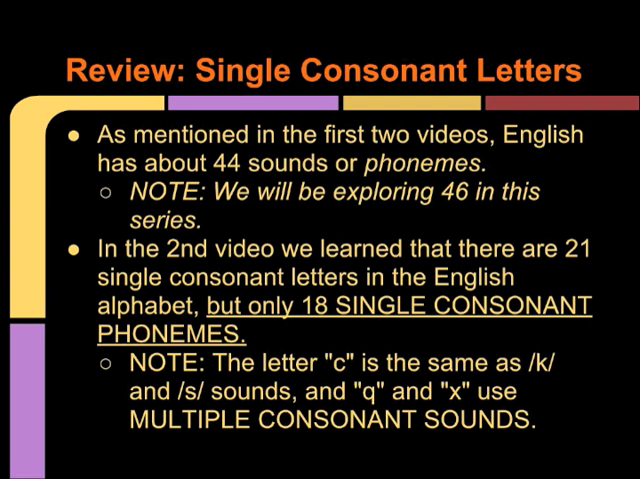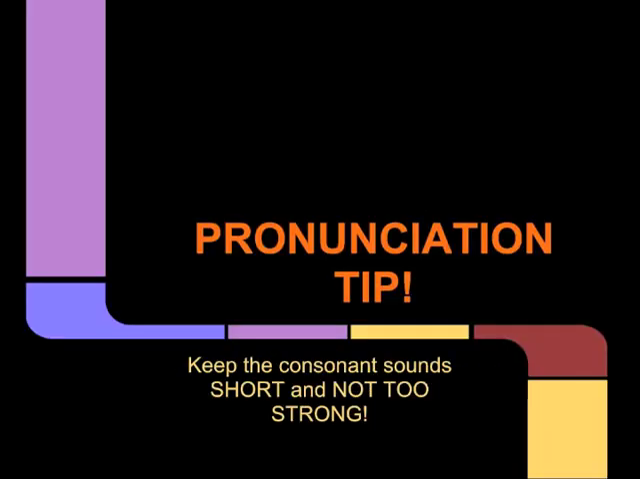As mentioned in the first two videos, English has about 44 sounds or phonemes. Note, we will be exploring 46 in this series. In the second video, we learned that there are 21 single consonant letters in the English alphabet, but only 18 single consonant phonemes. Note, the letter C is the same as the K and S sounds, and Q and X use multiple consonant sounds. Pronunciation tip. Keep the consonant sounds short and not too strong.